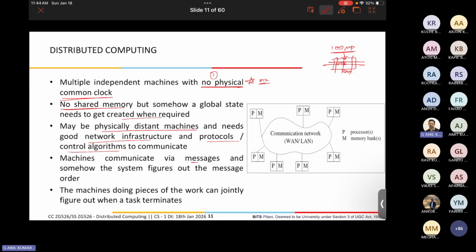Machines communicate via messages, and somehow the system figures out the message order. We'll discuss that also. We have a separate session on the order of the messages. So they communicate by passing messages. The machines doing pieces of work can jointly figure out when a task terminates. You also need to understand when the work has been completed, which is called termination detection. So each of these individual points is a different module that we discuss. It will be too early to understand. We'll go through them one by one.